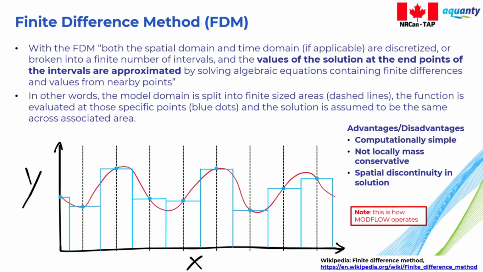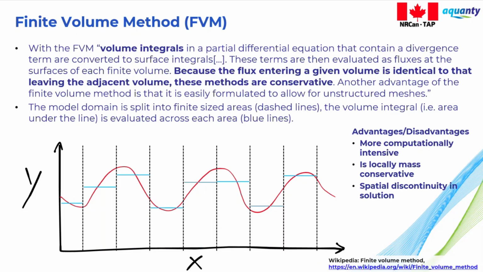So this is a relatively computationally simple approach to evaluating a function, but it has a couple of drawbacks. It's not locally mass conservative, which means you can have local mass balance errors. And there's also a spatial discontinuity in the solution. If you go from one point to the next neighboring point, there's a large jump in the hydrologic solution. The next approach that we can use is a finite volume method.